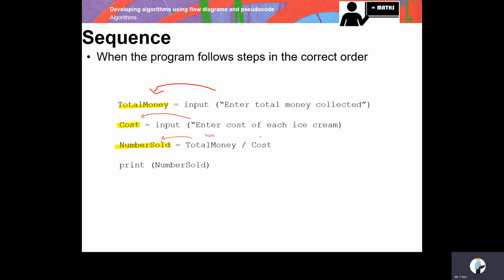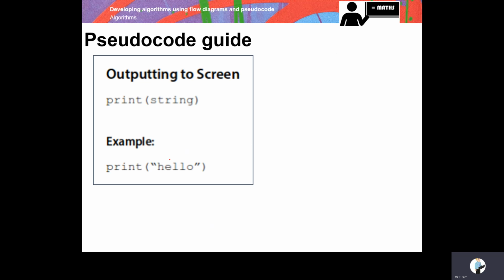That assigns the answer and puts it in the drawer, and then print just means display. Take what's in that drawer and show everybody the number sold. So that is an algorithm which uses sequence. It is a pseudocode algorithm because it uses these things called variables and assignment statements.